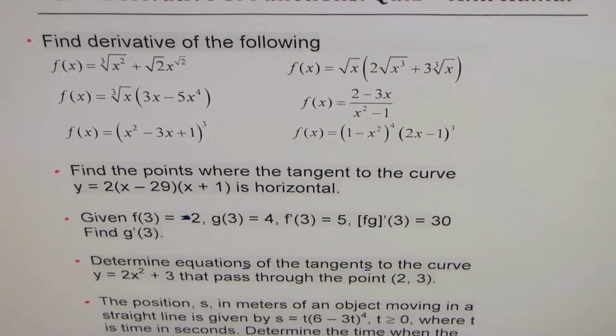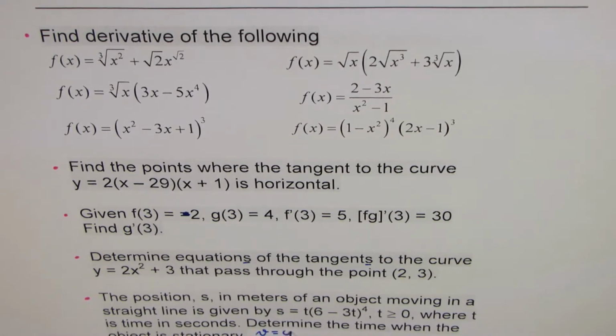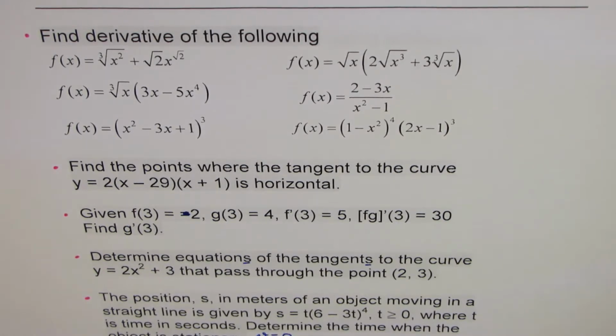The last question here is, position s in meters of an object moving in a straight line is given by s equals t times 6 minus 3t to the power of 4, where t is greater than or equal to 0. Where t is time in seconds, determine the time when the object is stationary. When we say that the object is stationary, it means velocity is equal to 0. Now with that, I think it should not be very difficult to solve these questions. You can always pause the video, answer, and then look into my suggestions.